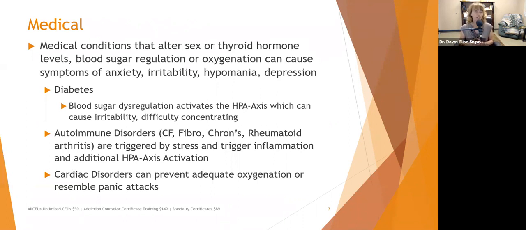Cardiac disorders, congestive heart failure, anything that keeps the heart from working as well as it should, can prevent adequate oxygenation or resemble panic attacks. We don't want to assume that somebody's just having a panic attack if they are having panic attack symptoms, especially if they've got tightness in their chest and their heart's beating really rapidly.